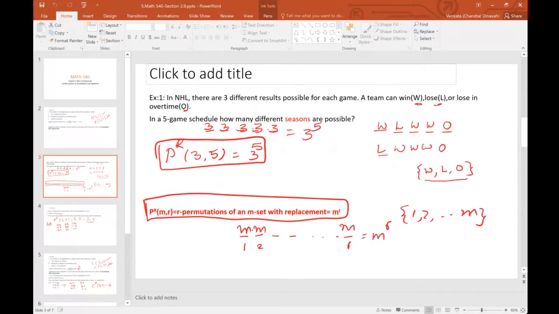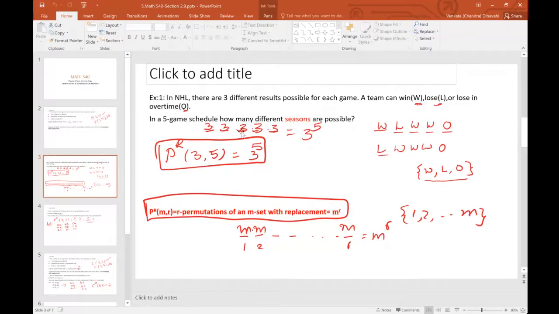You see that this is all I had done already the first time, so I don't want to write it again. In the National Hockey League, there are 3 different results possible for each game. NHL means National Hockey League. In each game, a team can either win, lose, or lose in overtime. So there are 3 results. In a 5-game schedule, how many different seasons are possible?